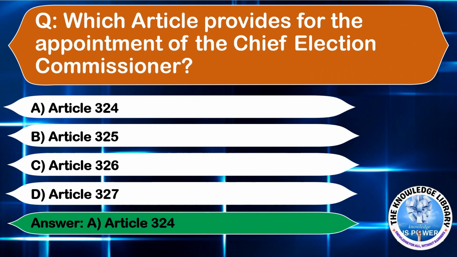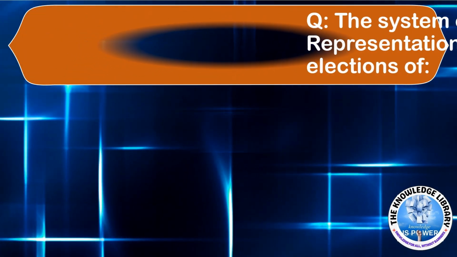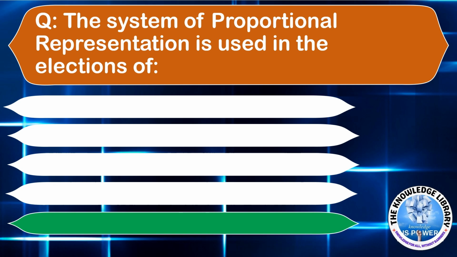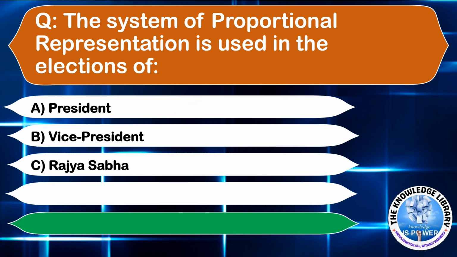The next question is, the system of proportional representation is used in the elections of option A, president, option B, vice president, option C, Rajya Sabha, option D, Lok Sabha. Correct answer is option C, Rajya Sabha.